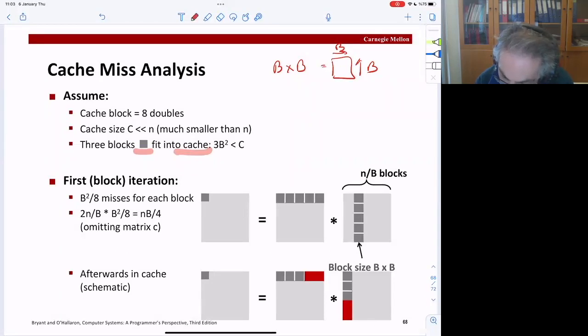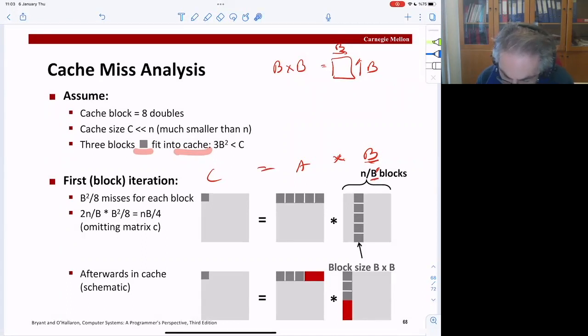Let me just write here. This is A and this is B. But don't get confused between this B and this B. Okay, you can see that that's okay. This B is the block size. This B is the one in C equals A times B. Okay, don't get confused.